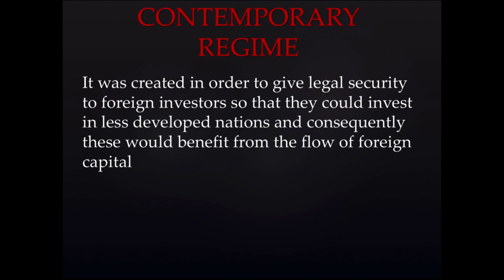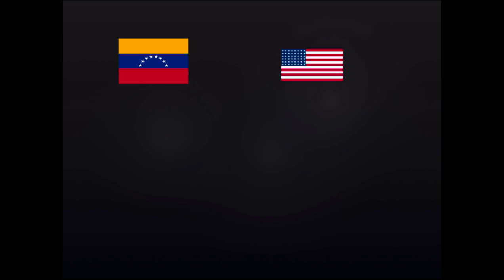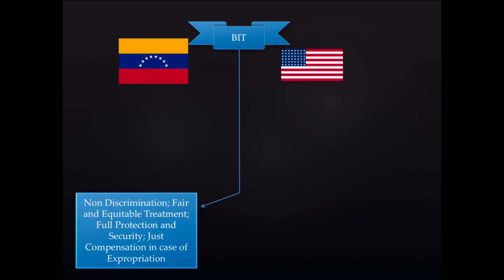Well, just like before, let's say we had a host state receiving foreign capital, and an exporting country, let's say the United States. The contemporary regime created a bilateral investment system where they would sign an international treaty. And in this treaty, both states would give rights to foreign investments. What type of rights? Well, they would receive rights to be non-discriminated, to be treated fairly and equitably, to receive full protection and security, and especially to receive just compensation in case of an expropriation.